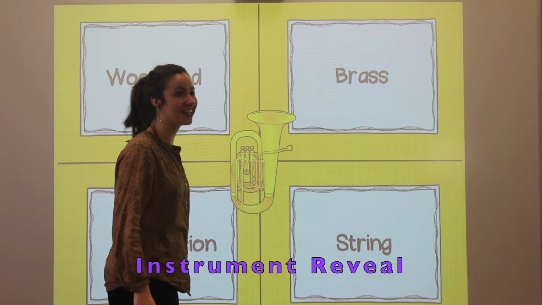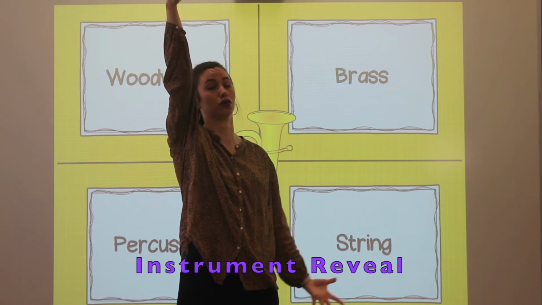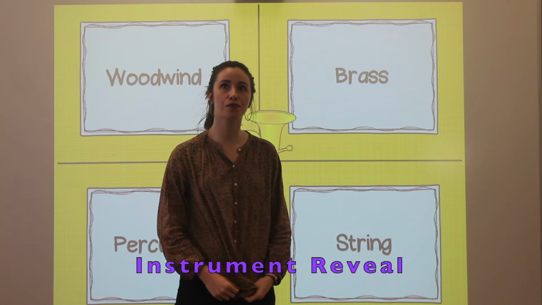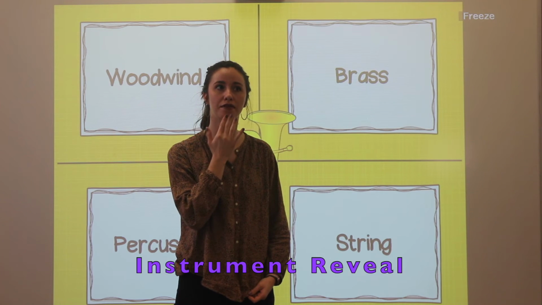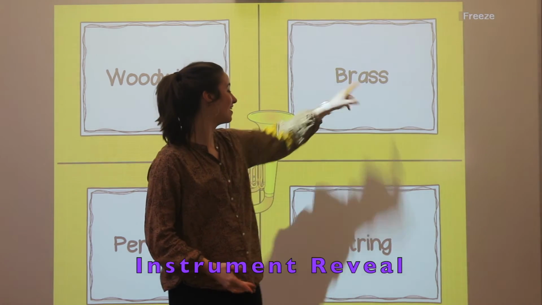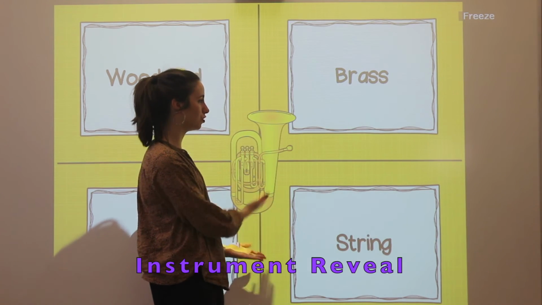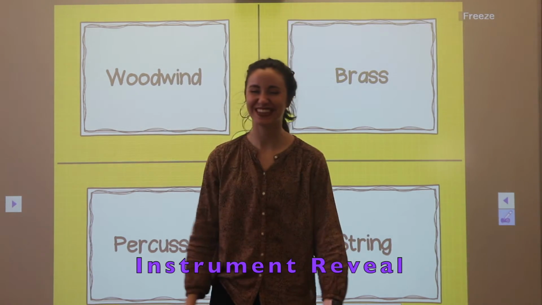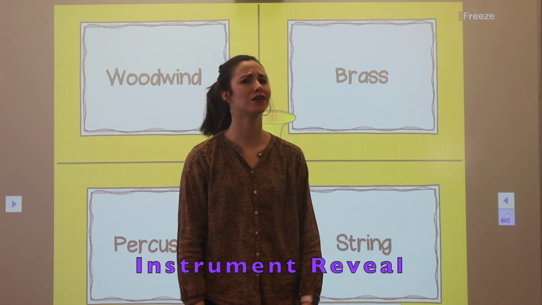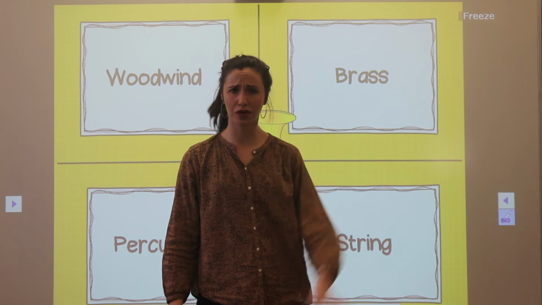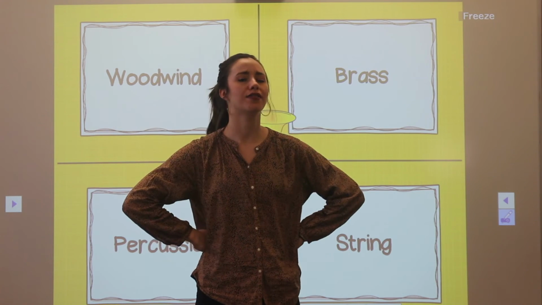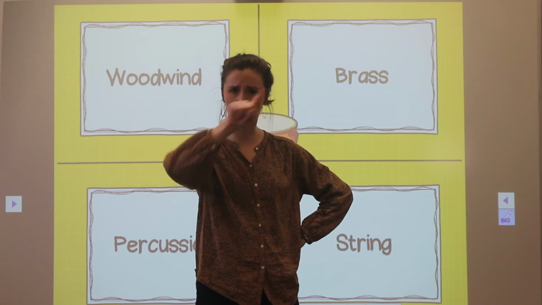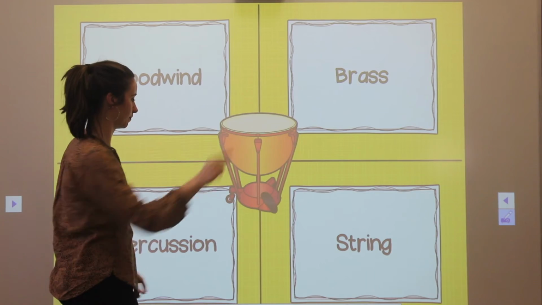Yep, it's shiny. It's very large. It is made out of a type of metal. You're right. It is the tuba, and it is in the brass family. Good job. Man, you know a lot of these orchestra instruments. I think we have just one more left for you. Here we go.